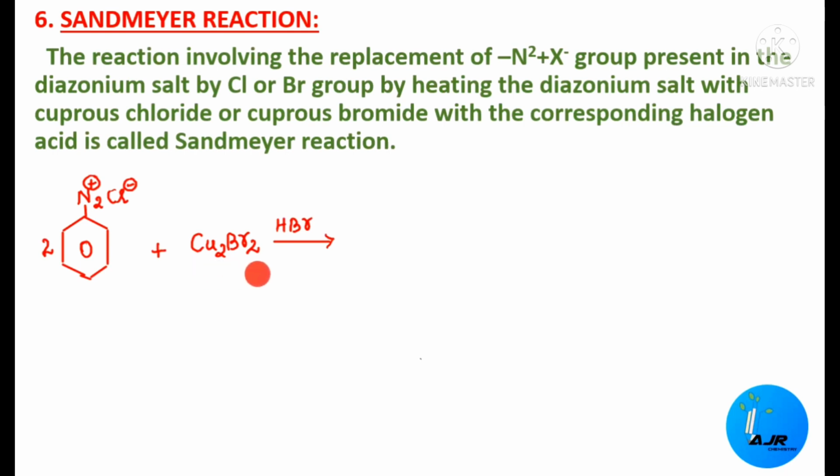So we have taken cuprous bromide, and the corresponding acid we need, so HBr. We have taken HBr. We are going to replace with the halogen bromine, so we have taken the corresponding acid, that is HBr. So what happens here? See, this is the reaction.